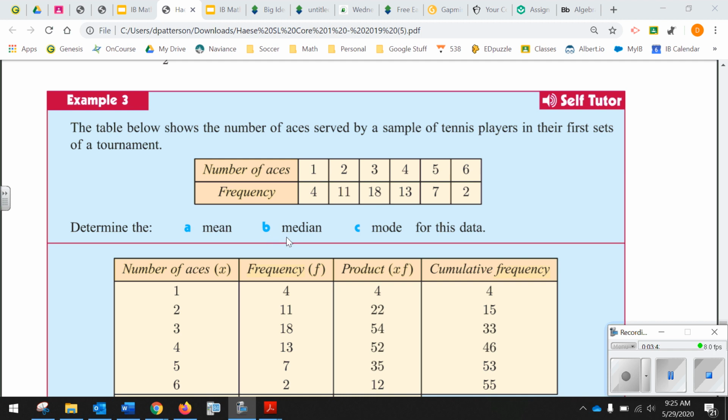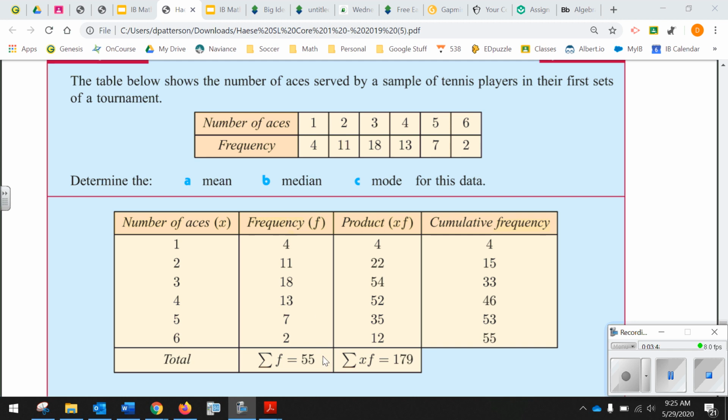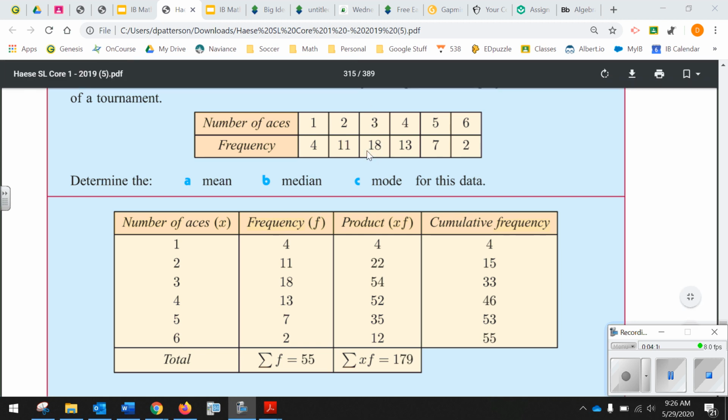All right. The next one I'm going to keep working backwards here is the median. How many values do we actually have here? We have 55 data points. 55 plus 1 is 56. 56 divided by 2 is 28. So I'm going to count cumulatively until I get to 28. 4 plus 11 is 15. 15 plus 18 is 33. That means that I've passed that middle value of 28. So the 28th value is here in this column. So therefore, the median is going to be 3.